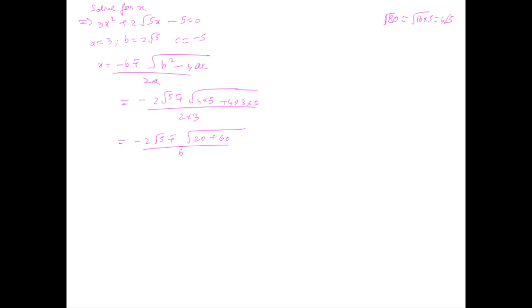That's 4√5. Now, children, we can take 2 common to get minus √5 plus or minus 2√5 upon 6, which cancels with this. Now we get, children, minus 3√5 upon 3, or we get minus √5 plus 2√5, that's √5 upon 3. Solution set would come out to be minus √5 comma √5 by 3. So children, here we see how we apply the formula and come to the final answer.